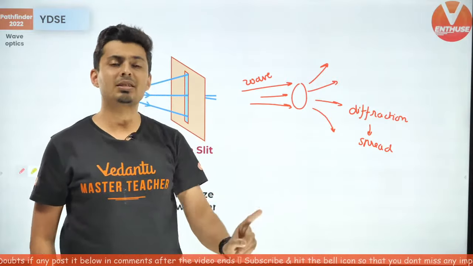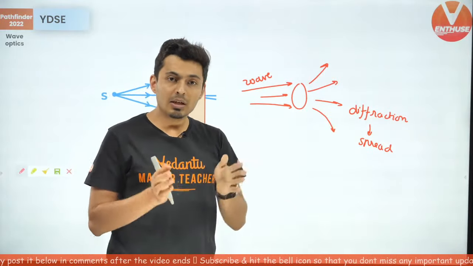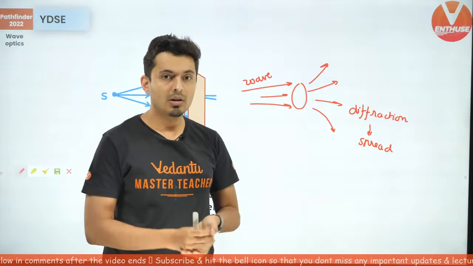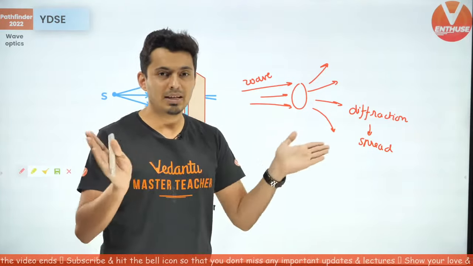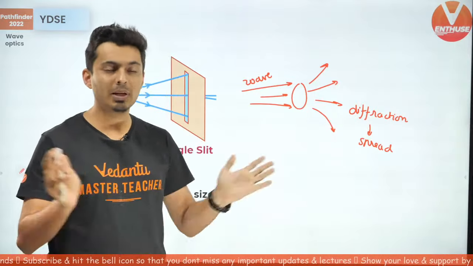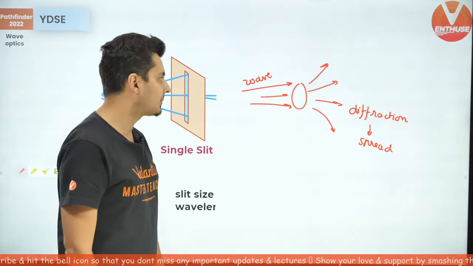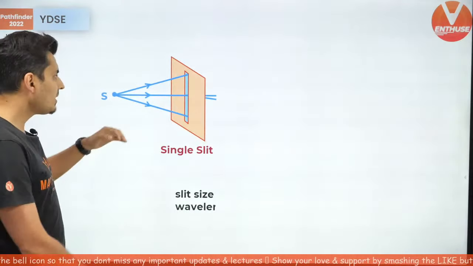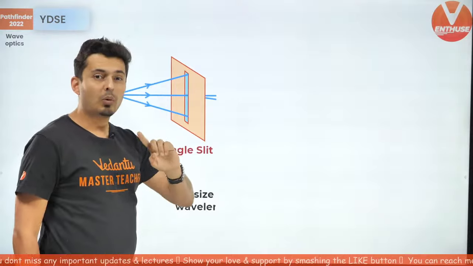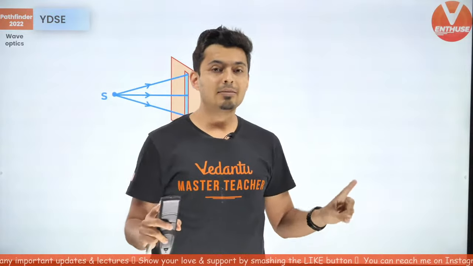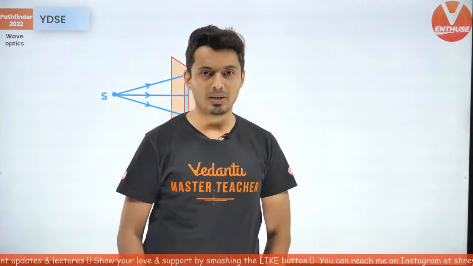It's not just because of reflection, it's also because of the diffraction. That's the property of any kind of wave, which spreads when it passes through any kind of opening and distributes its energy. Now, this light spreads through this single slit, but remember, to obtain any kind of interference pattern, we need two sources of light.